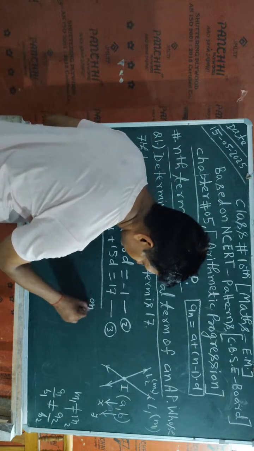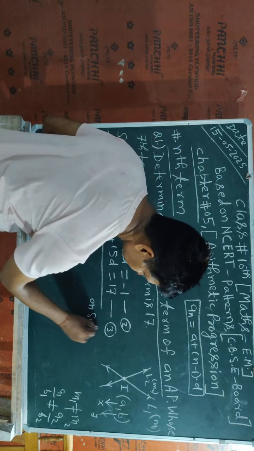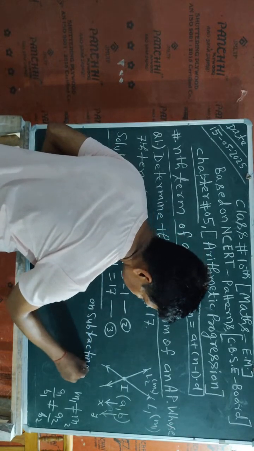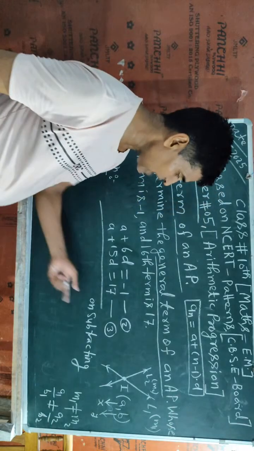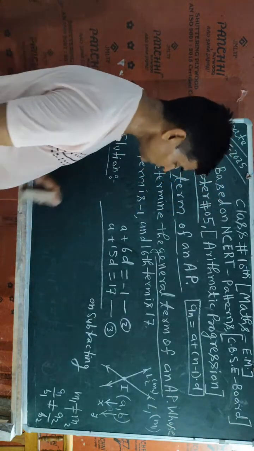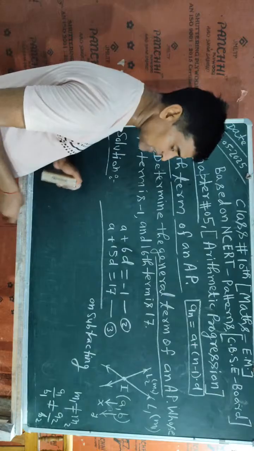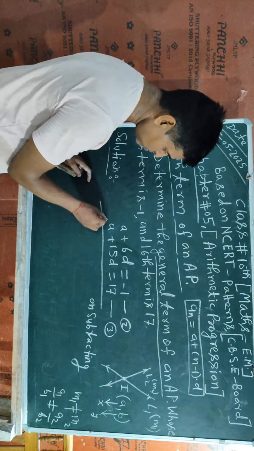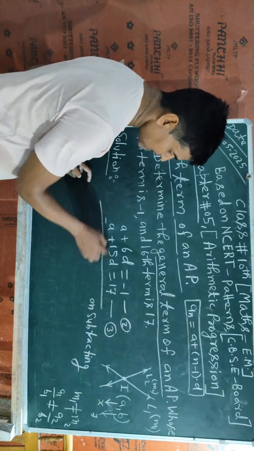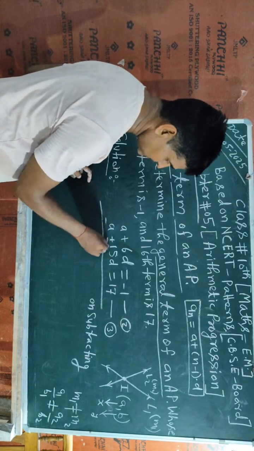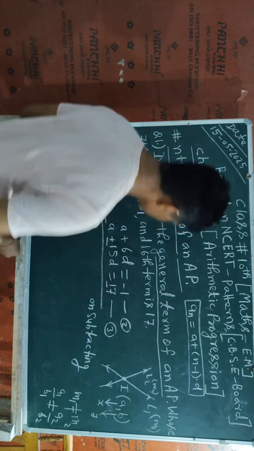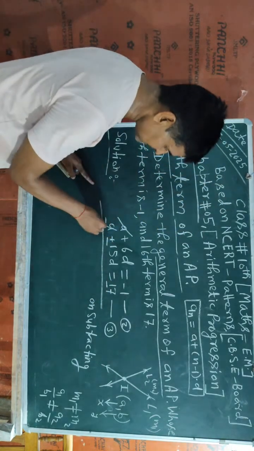Here I will write: on subtracting. When I put subtracting here, I will change each term's sign. So a has sign plus, so I will put minus here. 15d has sign plus, so I will put a minus sign here. 17 also has sign plus, so I will put minus here. So the plus sign and minus sign will cancel.